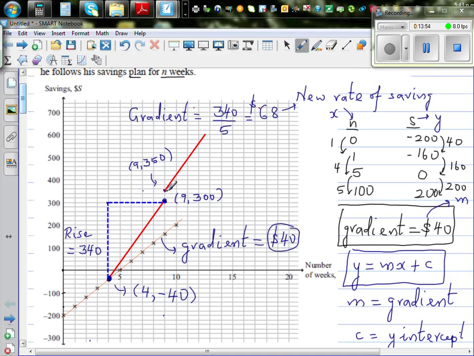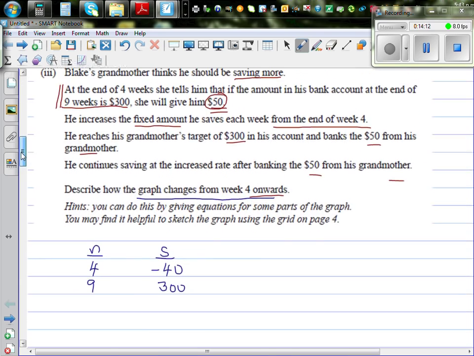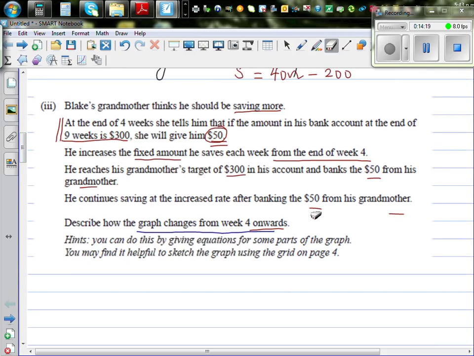So here there will be a graph. You should not join this too. So this is what he saved by saving $68 per week, and then he got $50. So from 300 he jumps to 350, and then he has the same gradient or the same slope. Okay, so let's describe that. You don't need the y-intercept. So here he continues saving, and $50.